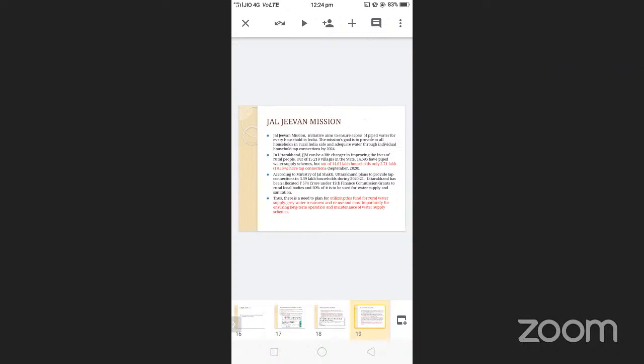Okay, sir. Now coming to Jal Jeevan Mission, which was launched to provide safe water, but this could prove to be life changing in the state. So the state has allocated 574 crore under the 15th Finance Commission grant to be utilized for safe drinking water.